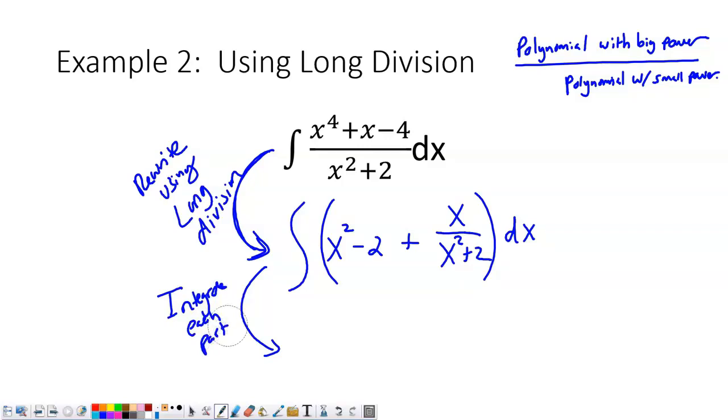So what do I mean by that? We're going to integrate x squared. Then we're going to integrate 2. And then we're going to integrate this one.